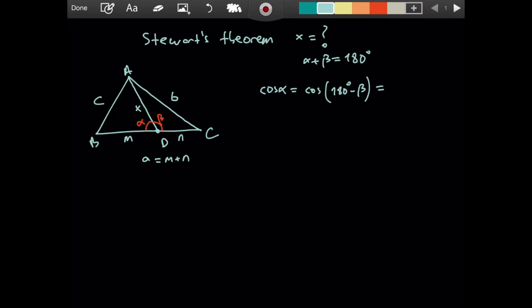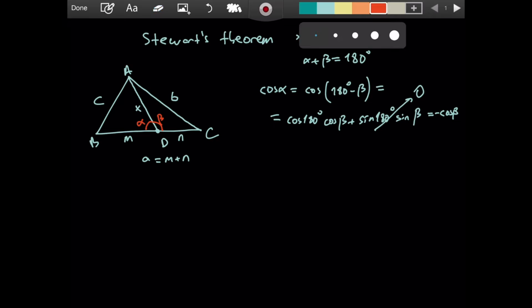And we have a formula to find the cosine of a difference. The formula is as follows. It's going to be cosine of 180 degrees times cosine of beta plus sine of 180 degrees times sine of beta. Now, sine of 180 degrees, that's just 0, so this goes to 0. Cosine of 180 degrees is negative 1, so this is negative cosine of beta. Okay?